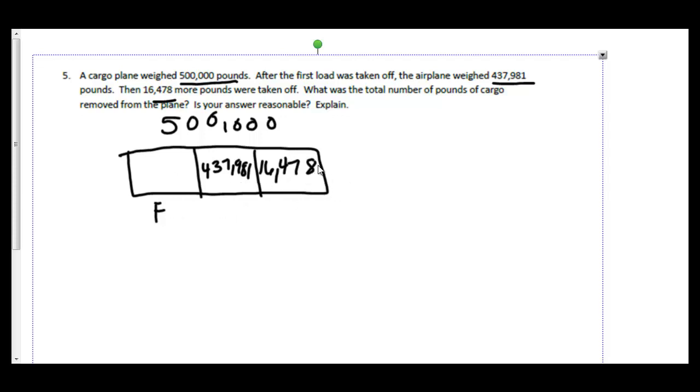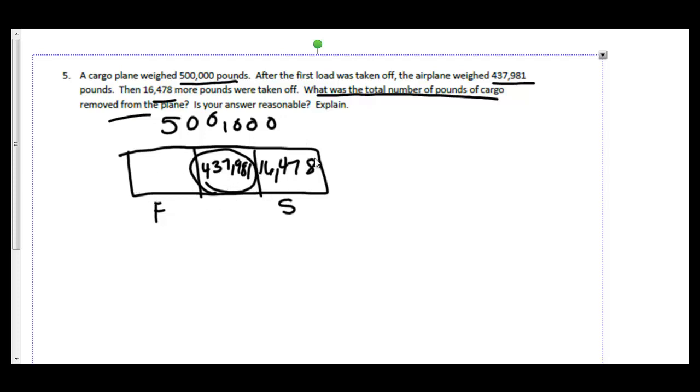total 500,000. So this is a little bit confusing, but it says, what was the total number of pounds of cargo removed from the plane? This was not cargo. This is how much the plane weighed. Okay, this was the first load, and this was the second load. So I don't need to add this number to figure out the answer, but I need this number to figure out what F is.